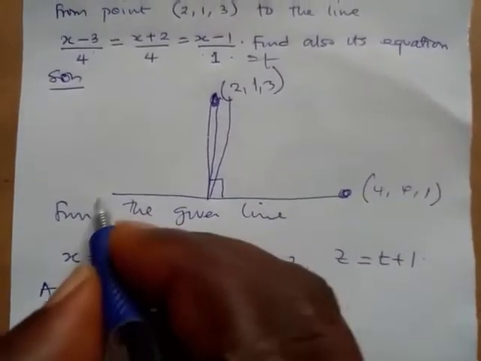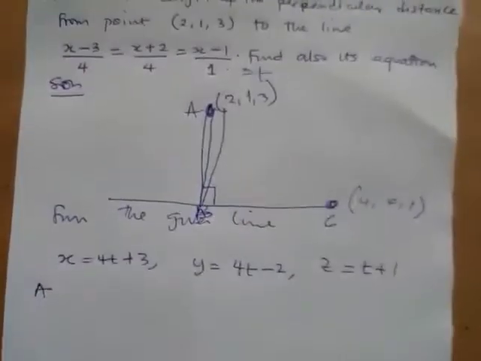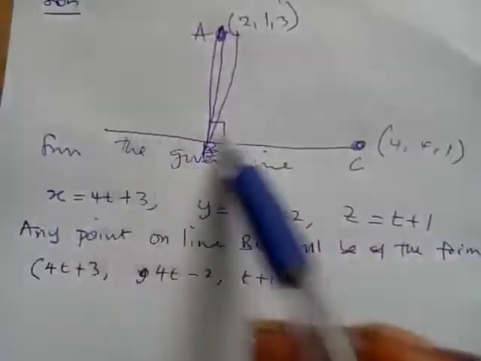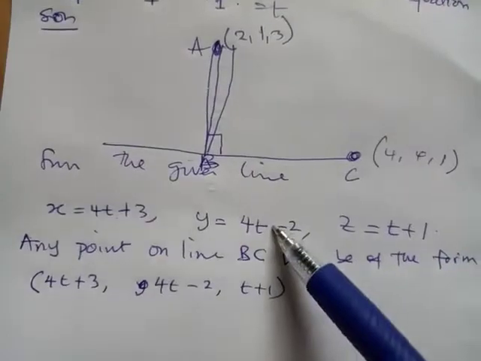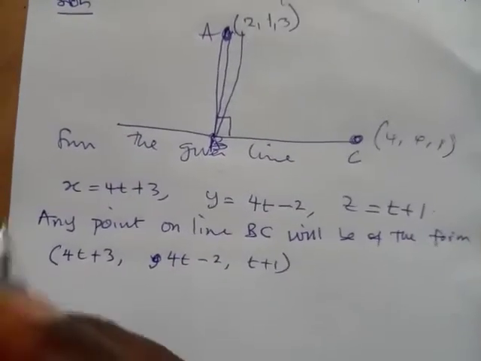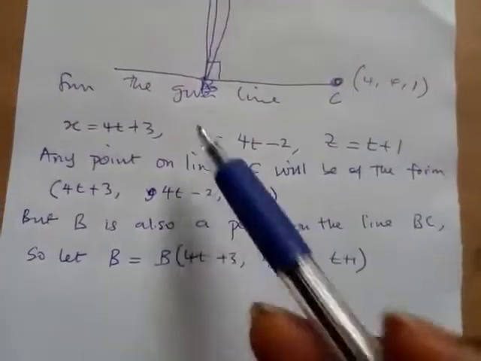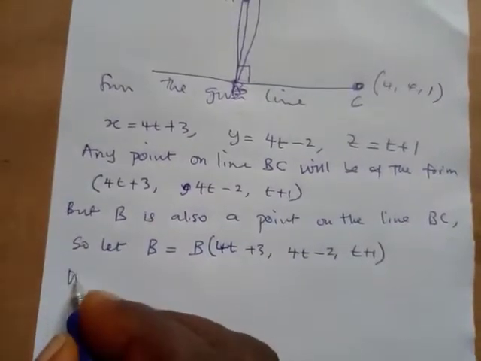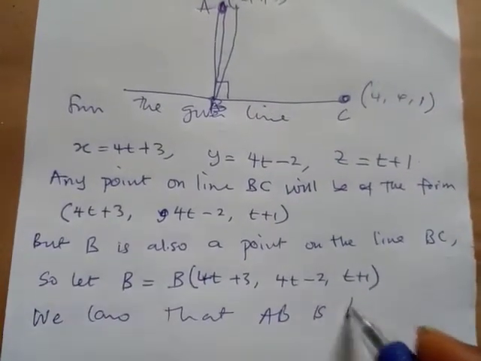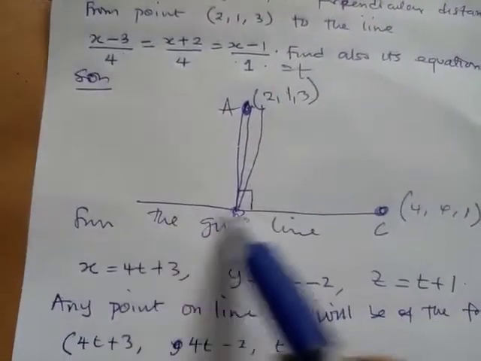Let me put A here, or let me put B here, let me put C here, let me put A in this place. So now any point on this line BC here will be of this format, this comma this comma this. But don't forget that this B is also a point on this line. But B is also a point on that line, as I have said before. So let our point B be this. So we know that AB is perpendicular to BC.